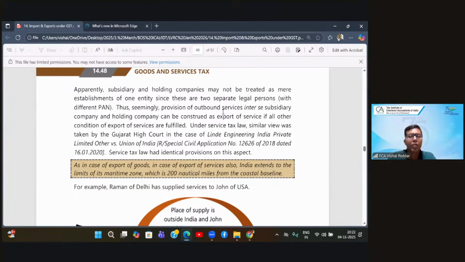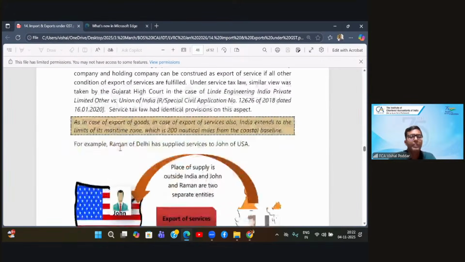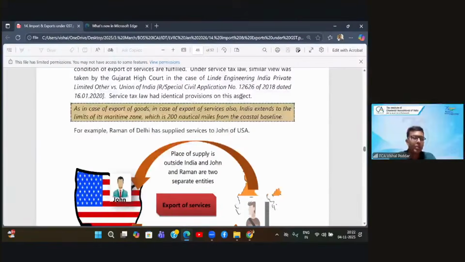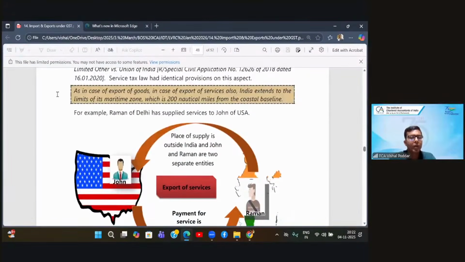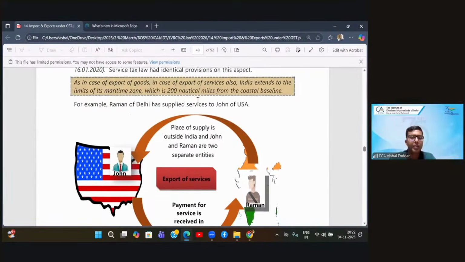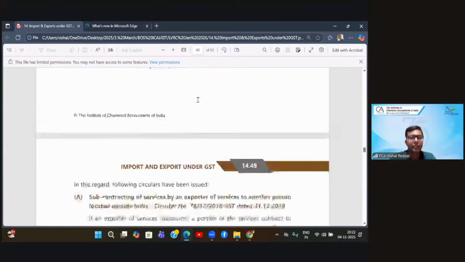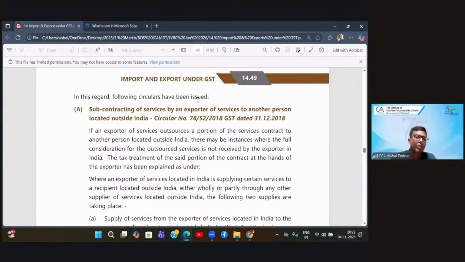Thus, provision of outbound service inter se subsidiary and holding can become export of service if all other conditions relating to export are fulfilled. Under service tax law, there was a judgment by the Honorable Gujarat High Court in case of Linde Engineering, etc. And service tax law is identical in this aspect. Now, as in case of export of goods, even in case of export of service, India means up to the 200 nautical miles as per the Maritime Zone Act. Now, some important issues clarified by circulars.